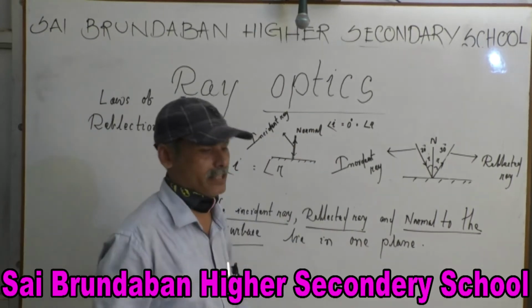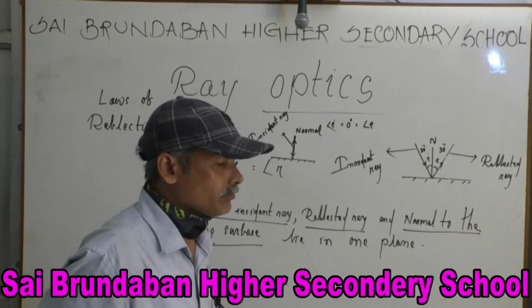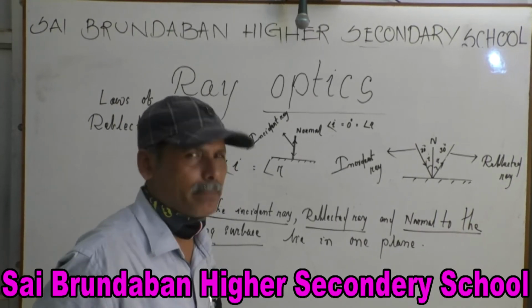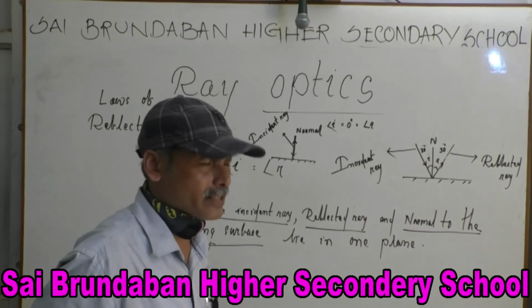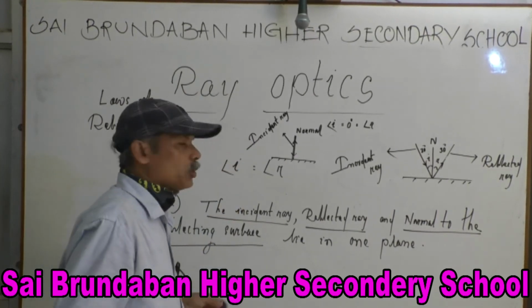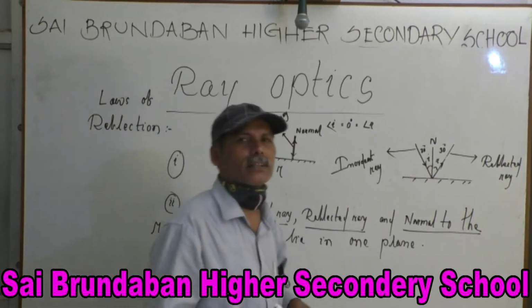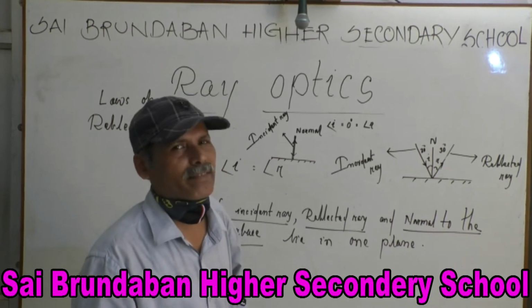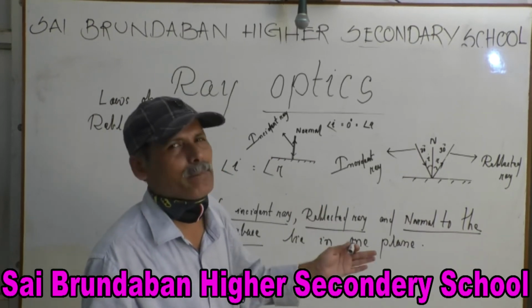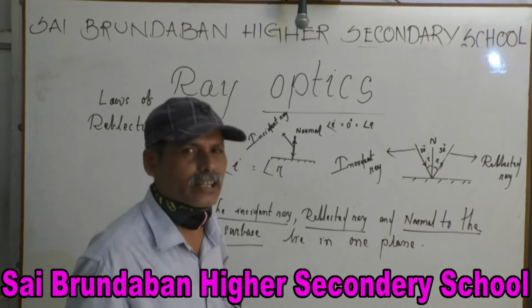In every case, you will face a little problem while justifying angle of incidence is equal to angle of reflection in case of concave mirror and convex mirror. Let's draw the diagram.